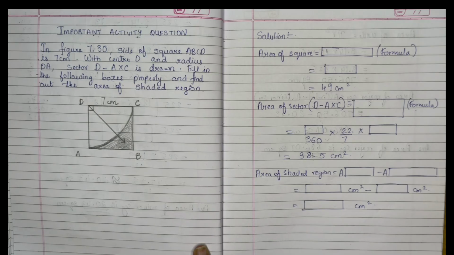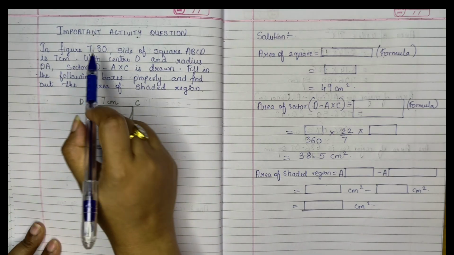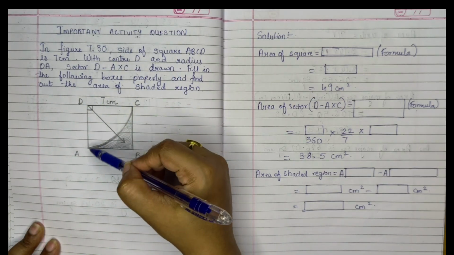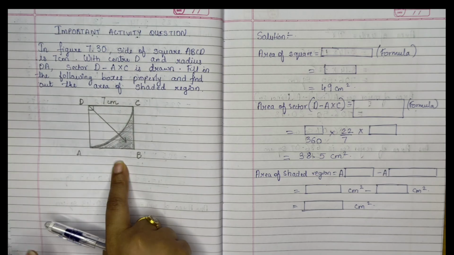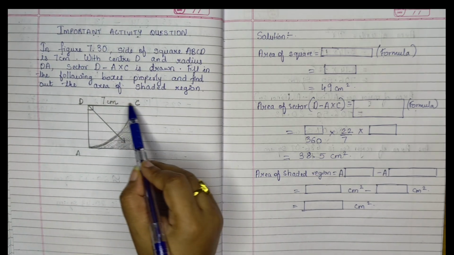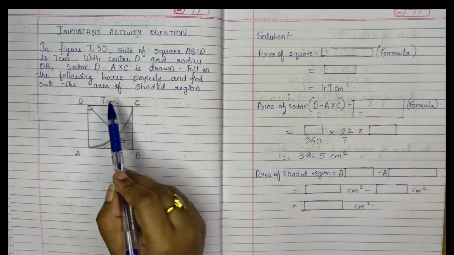Today we are going to solve an important activity question from your textbook, which is on page number 154. Now see in this sum, in figure 7.30, this is the figure, side of the square ABCD. Now ABCD is a square, side is given 7 centimeters. Suppose D is the center and side of square ABCD is 7 centimeters.